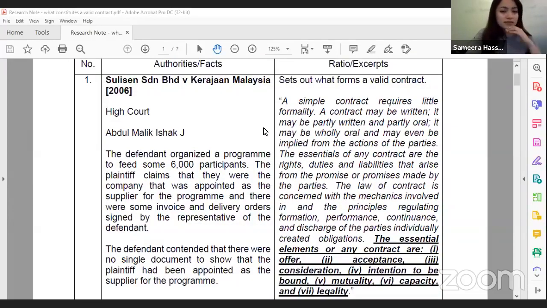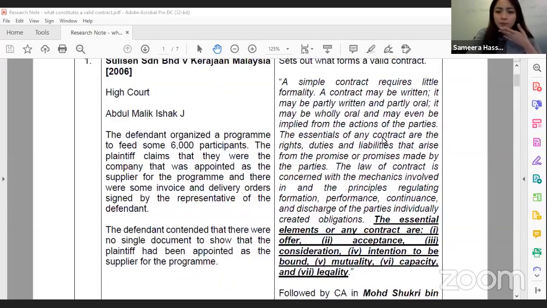This is the case of Sulisan Sindram Berhad and Kerajaan Malaysia in 2006 by the High Court. If you see this side of it, a simple contract requires little formality. A contract may be written, partly written and partly oral, wholly oral, and may even be implied from the actions of the parties. The essentials of any contract are the rights, duties, and liabilities that arise from the promise or promises made by the parties. The law of contract is concerned with the mechanics involved in and the principles regulating formation, performance, continuance, and discharge of the parties' individually created obligations.